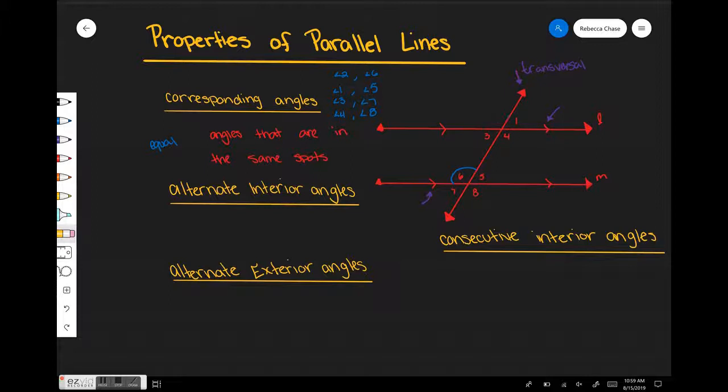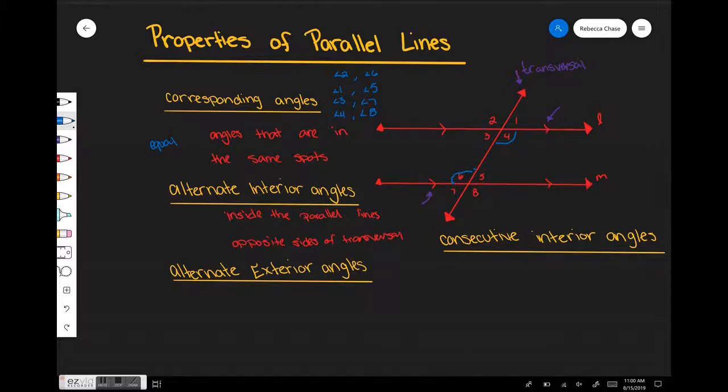Let me erase these blue lines. Alternate interior is going to be the angles on the inside that are on opposite sides. Opposite sides of that transversal, but on the inside of the parallel lines. So I'm going to write that: alternate interior, inside the parallel lines, and opposite sides of the transversal.